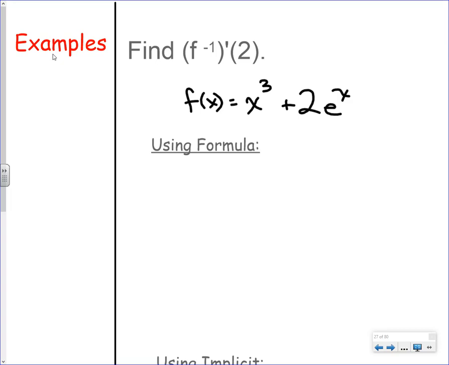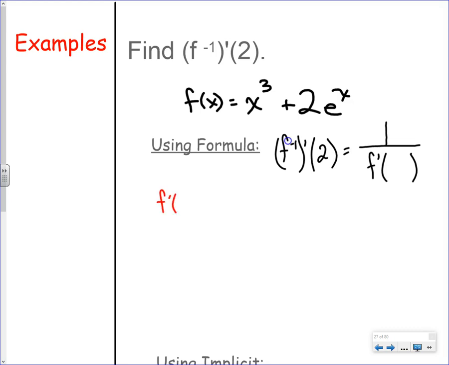The formula says f inverse prime of 2 equals, what's the formula say? 1 over f prime of b. Okay, I need to find this guy, so let's leave him blank. Remember, you can't plug in the 2. All right, so we have two things we need to do for this formula. Who is f prime?